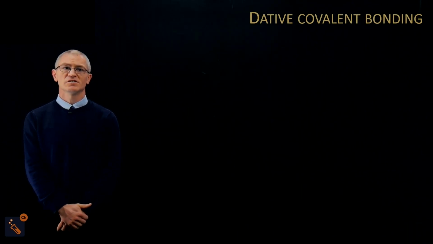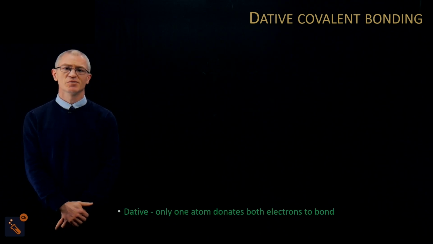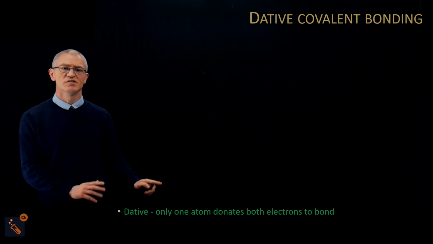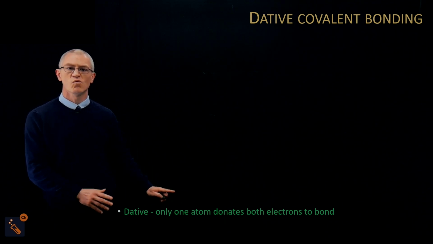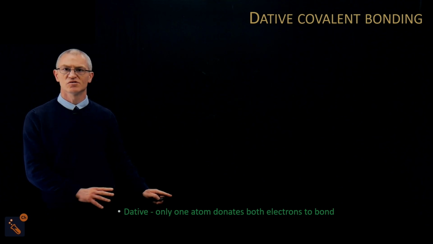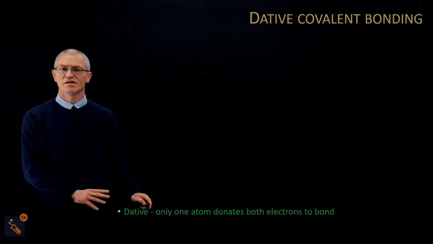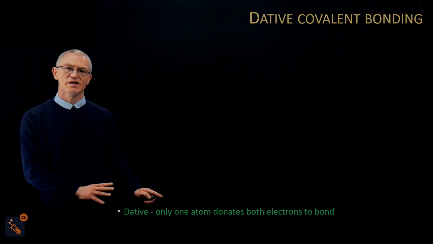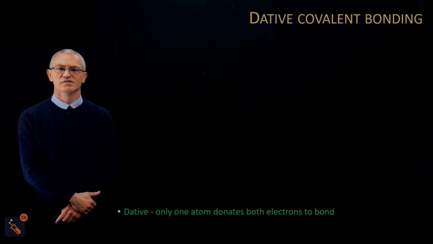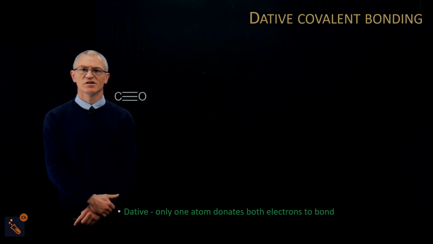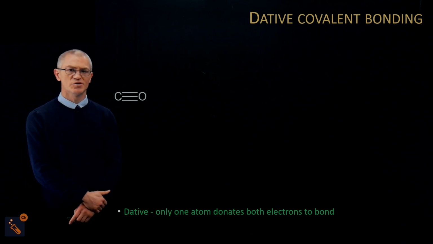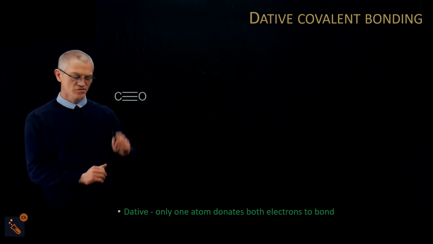We're now on to our last type of covalent bonding, which is dative covalent bonding. Dative covalent bonding is just where only one atom donates both electrons to the bond. So it's really important that you focus on the one atom donates both electrons to the bond. And that's normally what's called a lone pair, and we'll talk about that in a second. Now let's look at our 2 most common examples. So our first one is carbon monoxide, and I'm going to take you through how you do this.